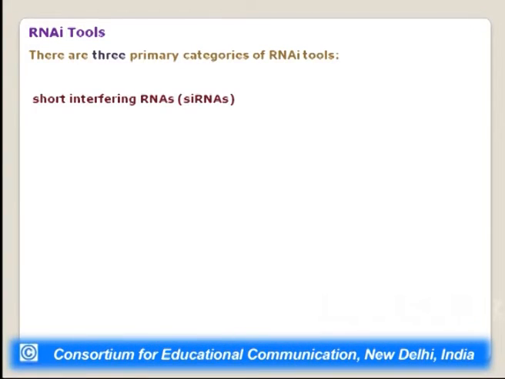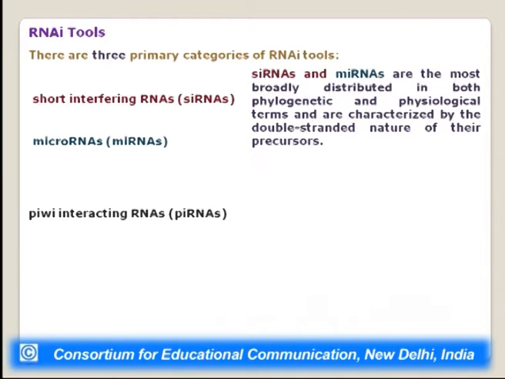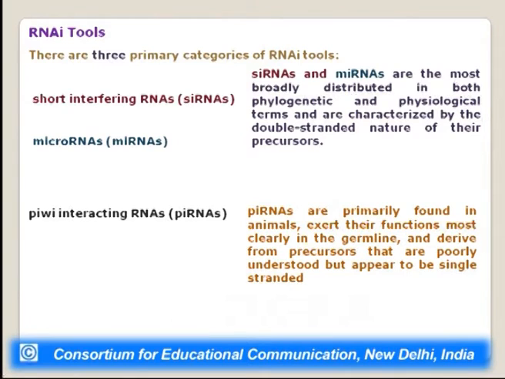So, now what are the tools for this RNAi? The double-stranded RNA molecules we know, but what are the different molecules which actually exhibit this gene silencing? There are three primary categories of RNA interference tools: short interfering RNAs, microRNAs, and piRNAs, or PIWI-interacting RNAs. The short interfering RNAs and microRNAs are the most broadly distributed in both phylogenetic and physiological terms, and are characterized by the double-stranded nature of their precursors, as we had already talked about in the phenomenon by which RNA interference was discovered.